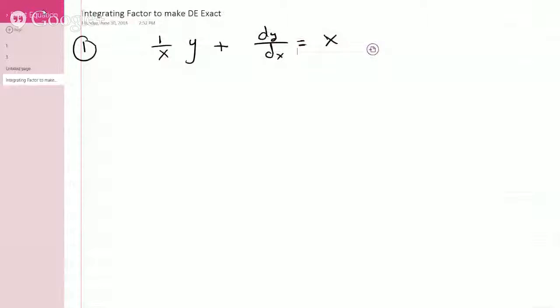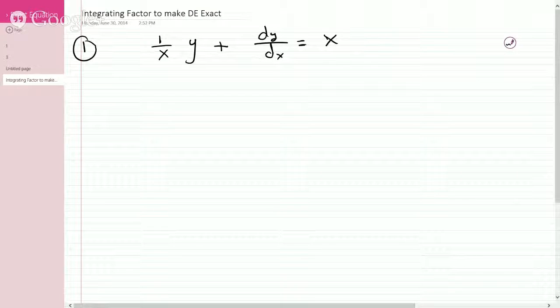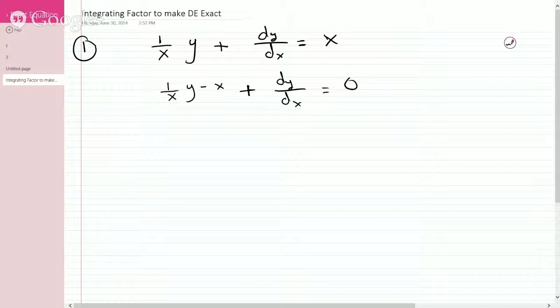Okay, so this is the differential equation, correct? What we can do is write it in the standard form as last time. First, to test if it's exact, we're going to move this x over. So then we get 1 over x y minus x plus dy over dx equals 0. So this is in the standard form as last section.